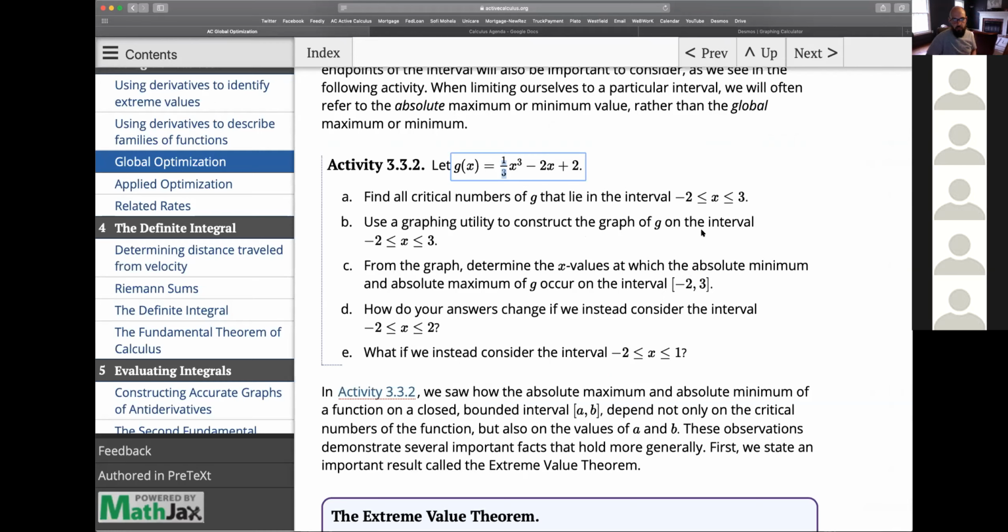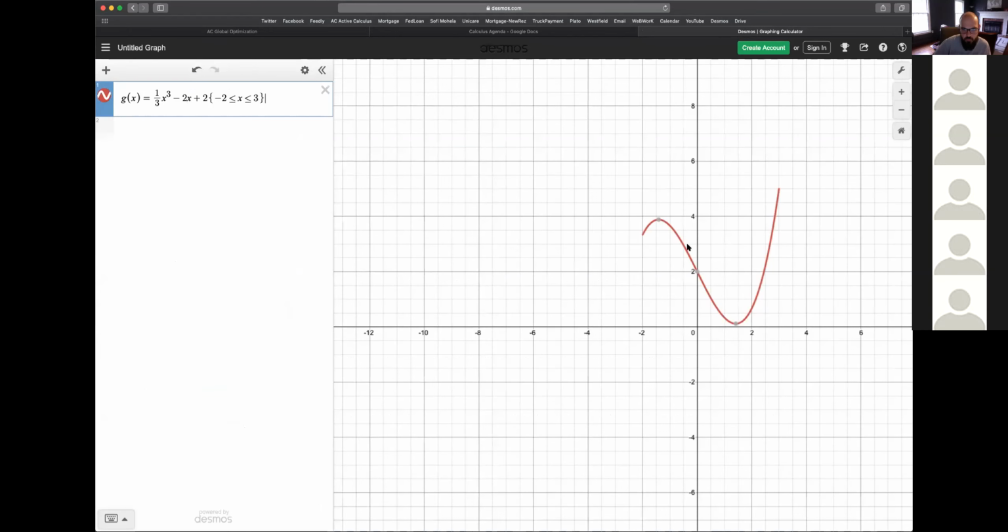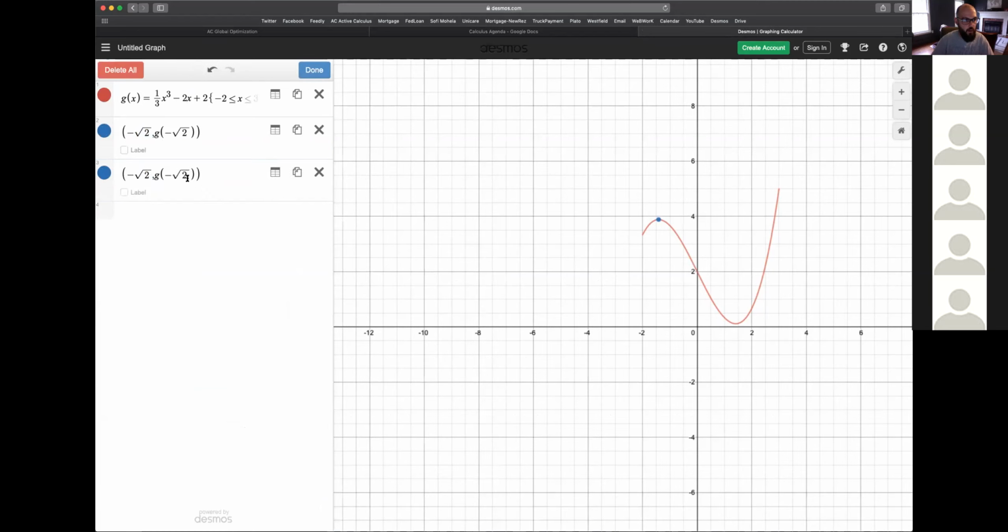So where does it have the absolute max? Where does it have the absolute min? Looking at our critical values, it looks like here is the negative square root of 2. If we want to double check those, we can do something like this with our graph. I can look at these points, and then I can look at the positive side of it as well. Just confirming that, we do have these values here. So what's the maximum and what's the minimum?